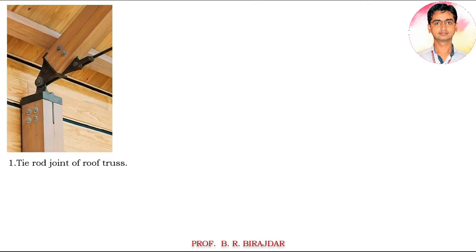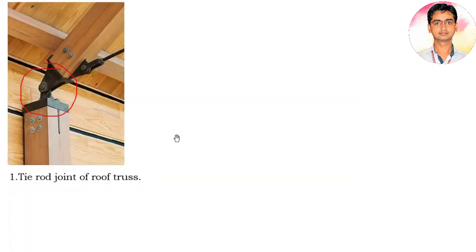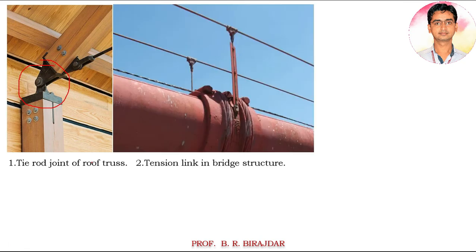Now we will see the first one, the tie rod joint in the roof truss. This is the roof and this is the truss member, and here we are using the joint. Even if I enlarge, you will come to know here it is the joint. This is the fork end, the eye end, and in between the cotter pin which we are using, and again here also we are using the same thing. So this is the first example, the tie rod.